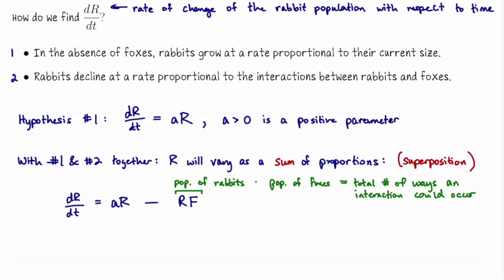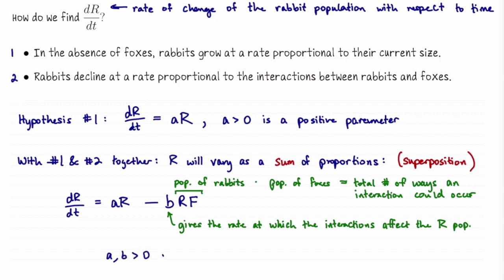What we're going to do is have b be a parameter in front of this product. So this parameter b here, which is going to be a positive number, is telling us how these interactions have an effect on the rabbit population. So overall, we have two parameters, a and b here, and they're both positive, so we have that subtraction to indicate that the second term brings the rabbit population down.